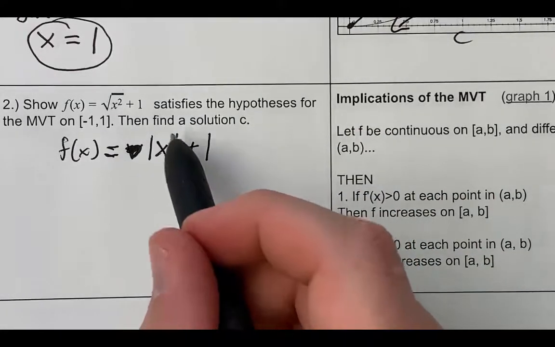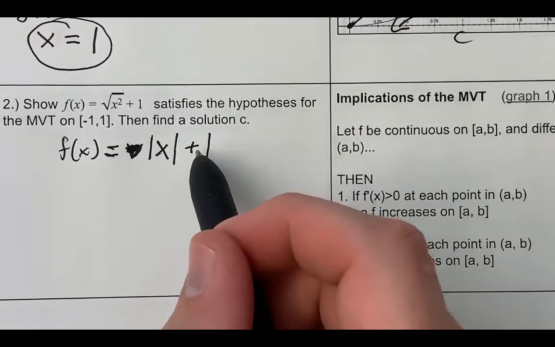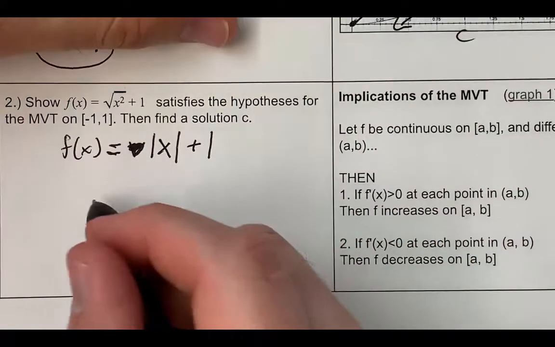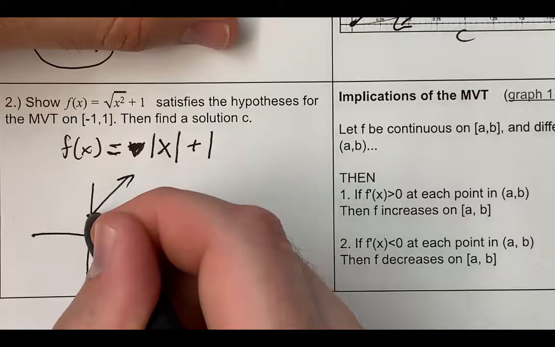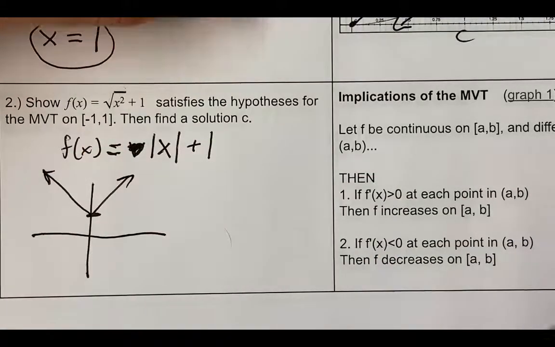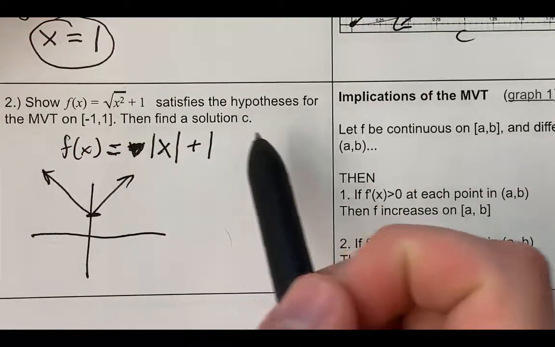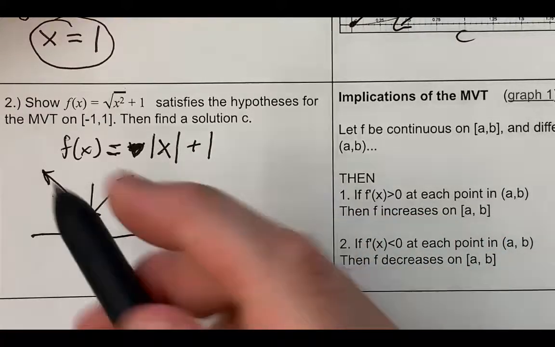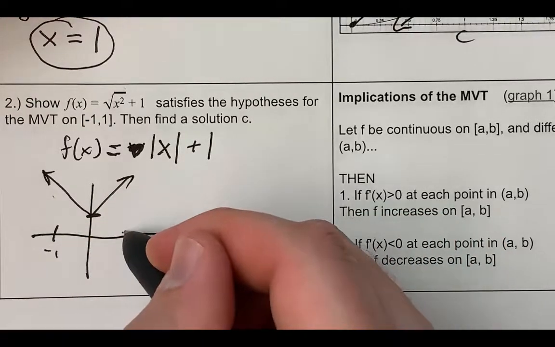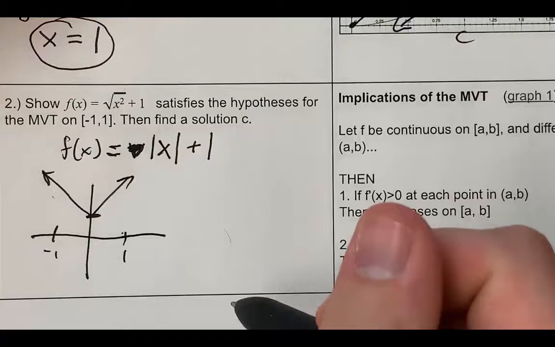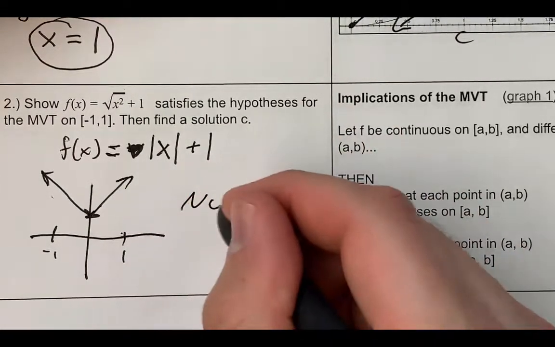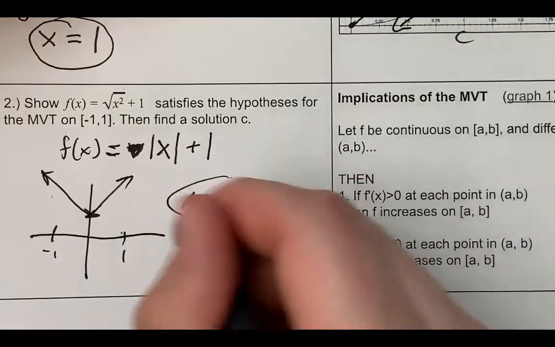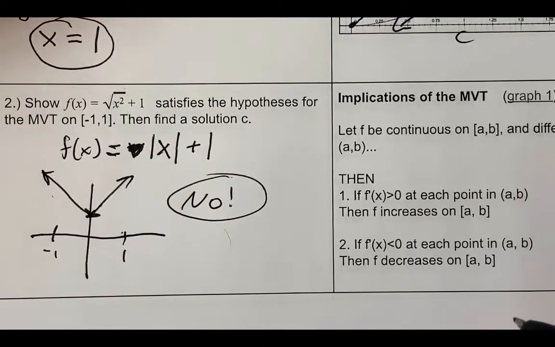This function is the absolute value of x just moved up 1 unit. In other words, if you think about what the sketch of that looks like, move it up 1, it looks like this. It's a V. So does it satisfy the hypotheses? Well, it's continuous from -1 to 1. It's continuous for sure. Is it differentiable on the interval? No, it's not. We have a corner right here. So this one is no. It does not satisfy the hypotheses for the mean value theorem.